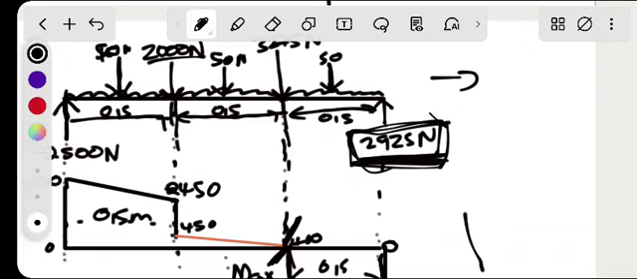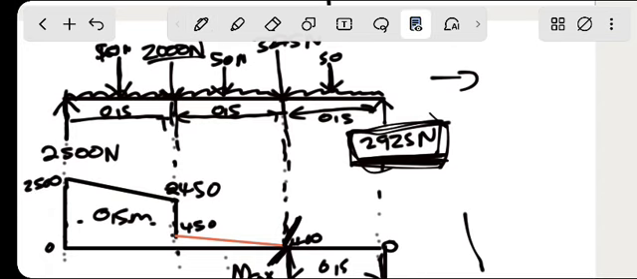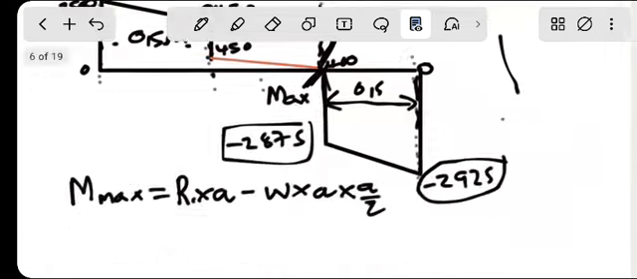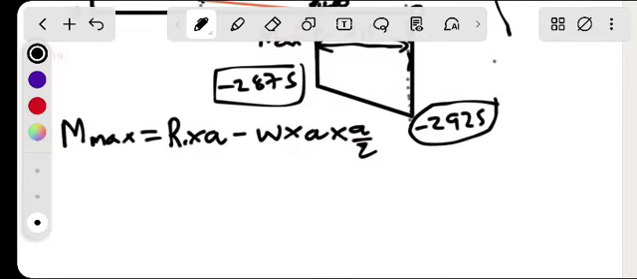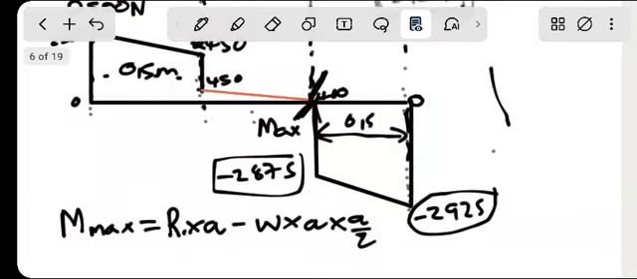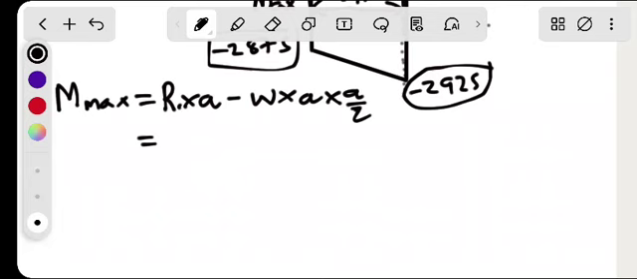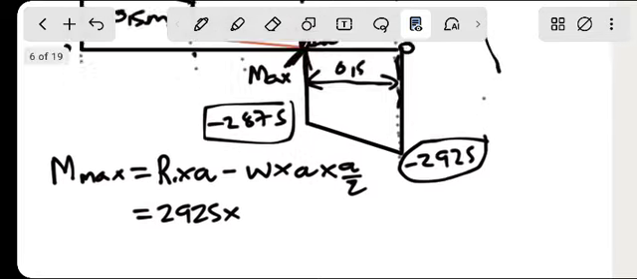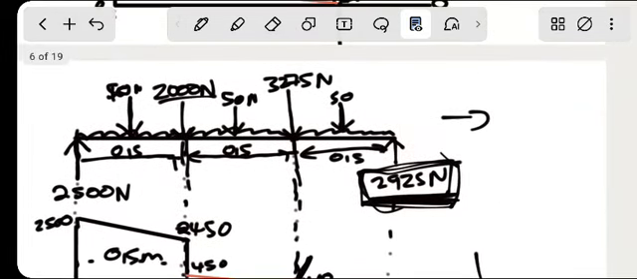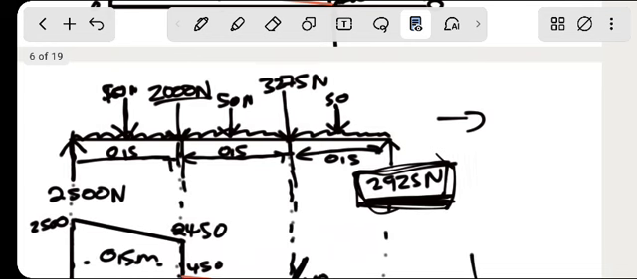This reaction, the one that is close to that, I'll take the moments about the belt drive, considering the force acting at the point, so no problem. So at the point there, I have 2925 multiplied by A. I said it's a length. That length there.